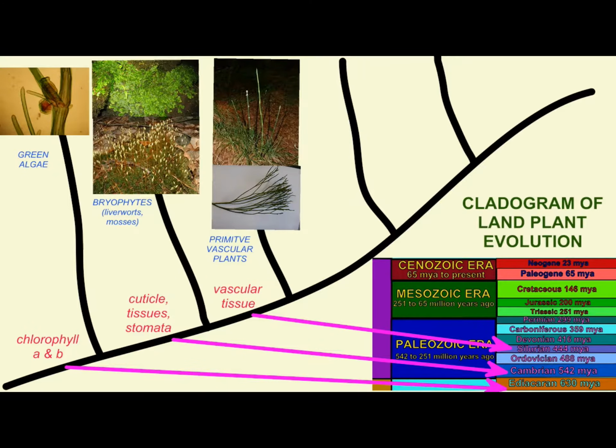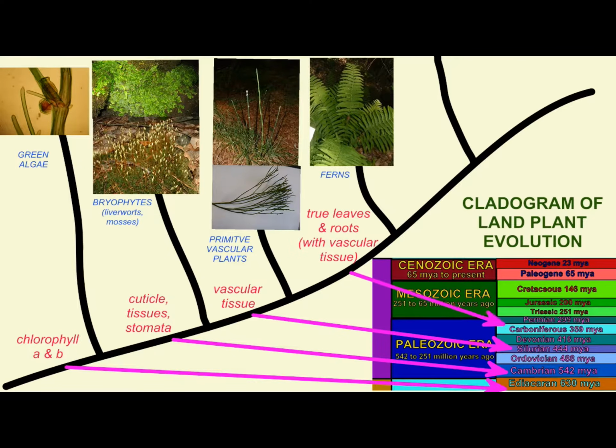And prior to their splitting from the other groups, plants adapted to land with a cuticle, stomata, and other characteristics. The next branch would be things like horsetails and whisk ferns, and vascular tissue is the trait which evolved in their ancestors prior to this branch point. Ferns would be the next branch point, and prior to this, the new trait of leaves had evolved.